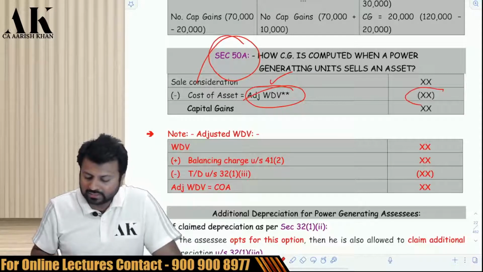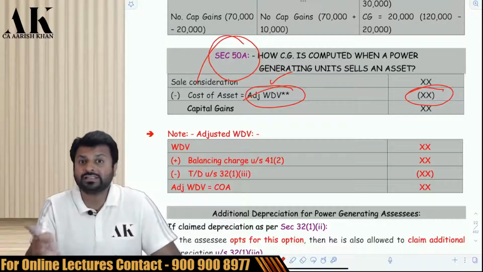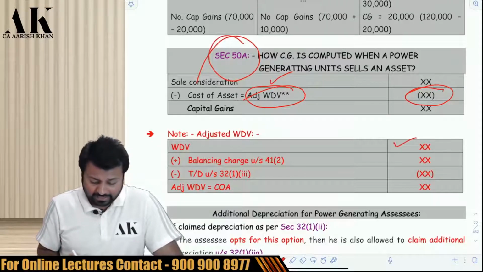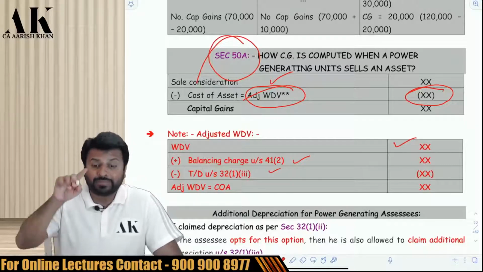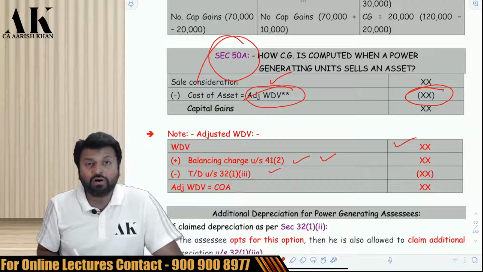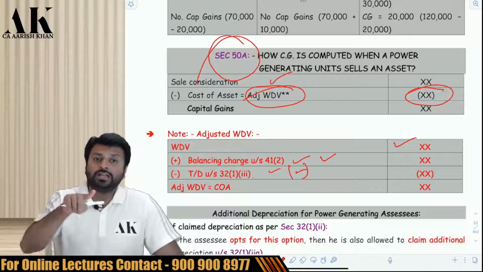The government has told that here you should not take the actual cost of 1 lakh, but you should take adjusted WDV. Now what is adjusted WDV? Adjusted WDV is the WDV that is 70 lakhs plus balancing charge minus terminal depreciation. If you have already paid tax on balancing charge, add to the cost of acquisition and take an advantage in capital gains. If you have already taken a benefit of terminal depreciation, reduce from the cost of acquisition so that you should not get dual benefit.